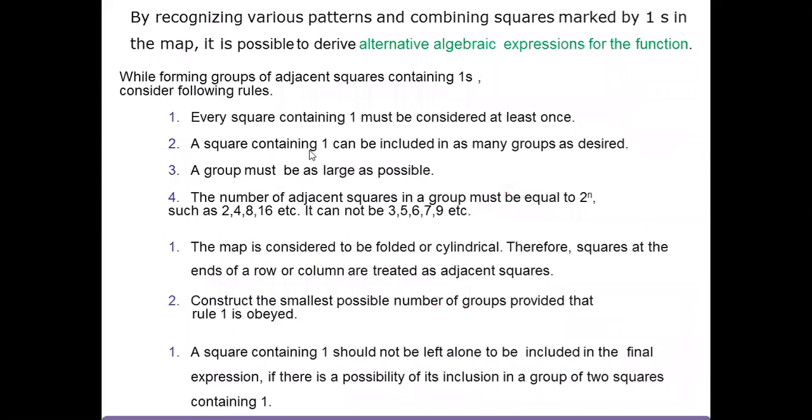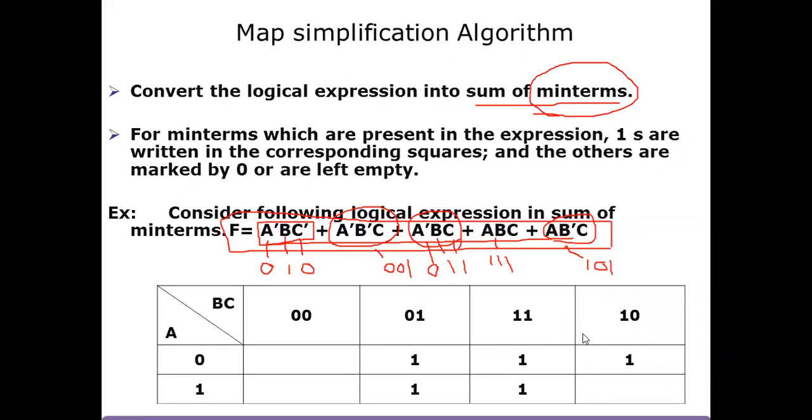A square containing one can be included in as many groups as needed. It's all right when you are grouping this. We are trying to make groups of ones. So when you are grouping, you can consider one value in more than one group. It's all right. You can consider a value common to two groups.